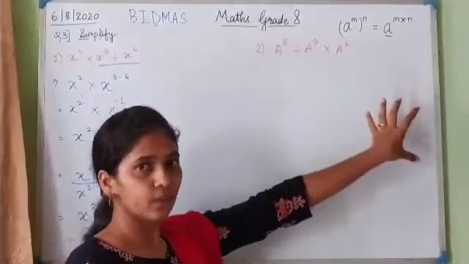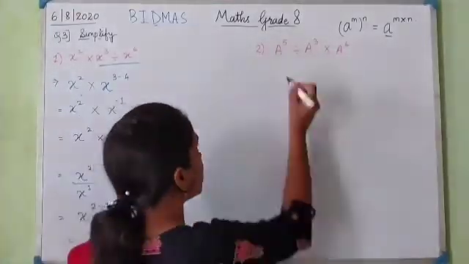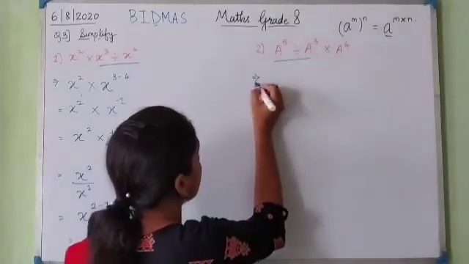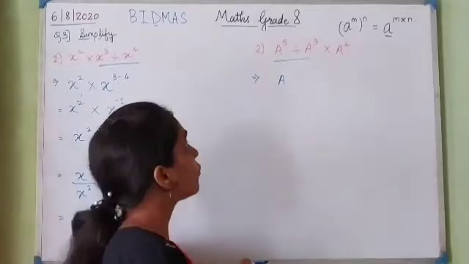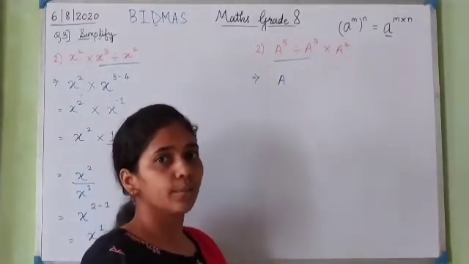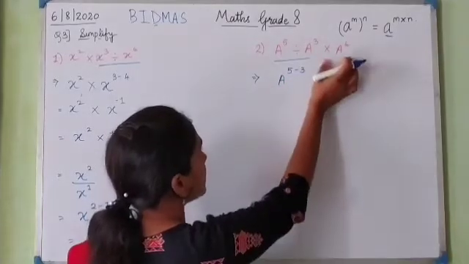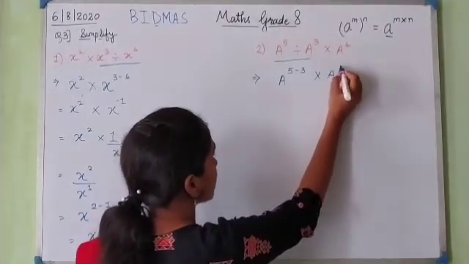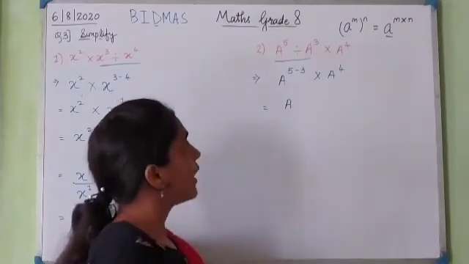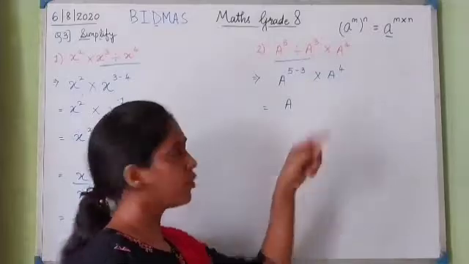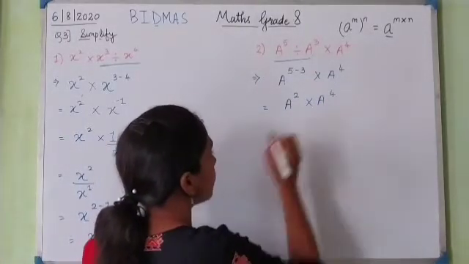It is same. Okay. So first we need to solve the division part. So the division part is this. So a raised to, bases are same, powers are different. So what we do? We subtract their powers. Okay. So a raised to 5 minus 3. And this thing will remain as it is. Okay. Now a raised to 5 minus 3. What is 5 minus 3? 2. So a raised to 2 multiplied by a raised to 4.